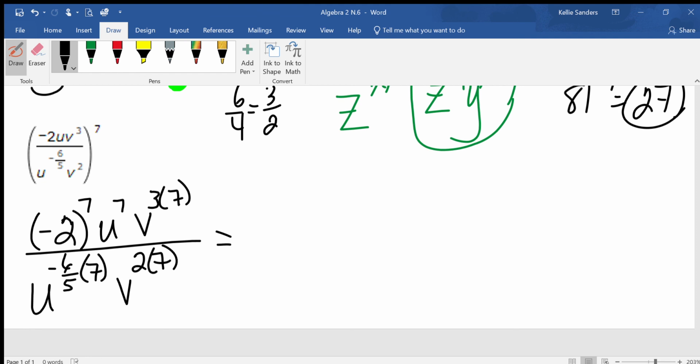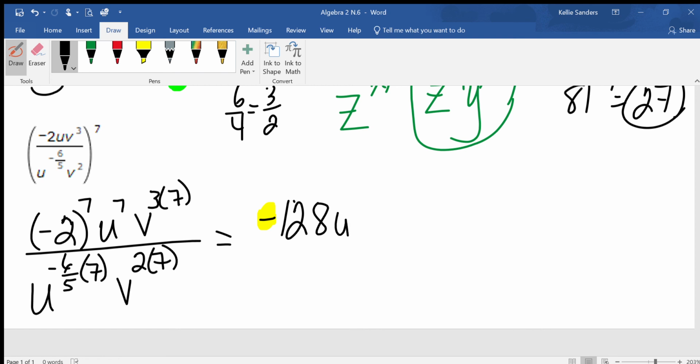Negative 2 to the 7th is negative 128. This negative is fine. Remember, you can have a negative in front. You just can't have the negatives with the exponents. So because the 128 is negative doesn't mean that we're going to move it down. If the 7 would have been negative, that's when we would have moved it down.